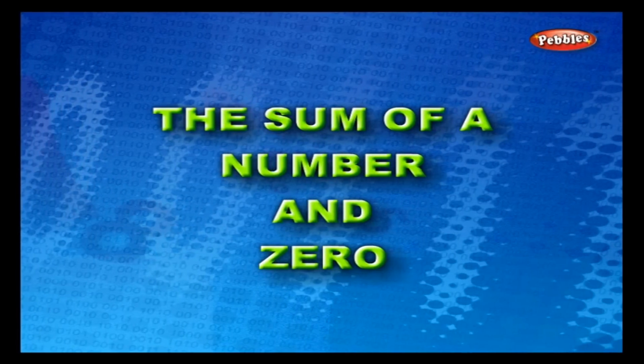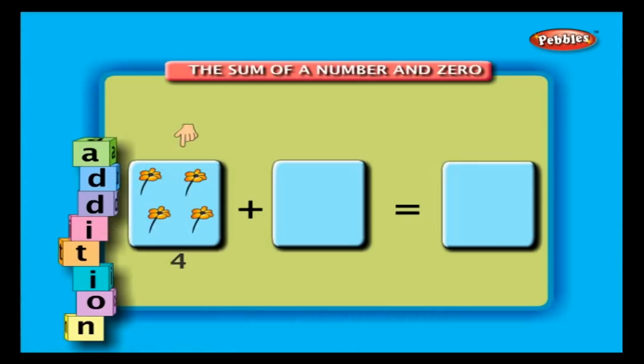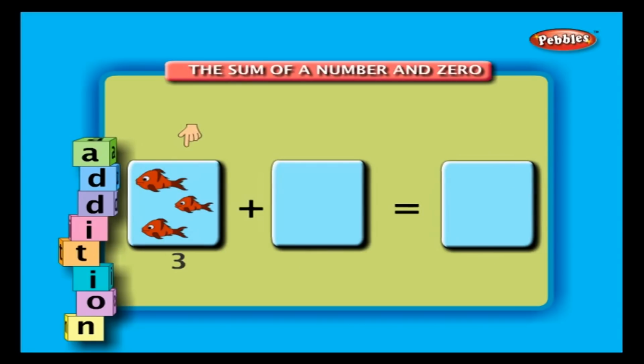The sum of a number and 0. There are 4 flowers in the first box and there are no flowers or 0 flowers in the second box. So, when we add 4 plus 0, we get 4 only. So 0 added to any number will give the number itself. Here, there are 3 fishes in the first box and no fishes or 0 fishes in the second box. So, when we add 3 plus 0, we get 3 as the answer.